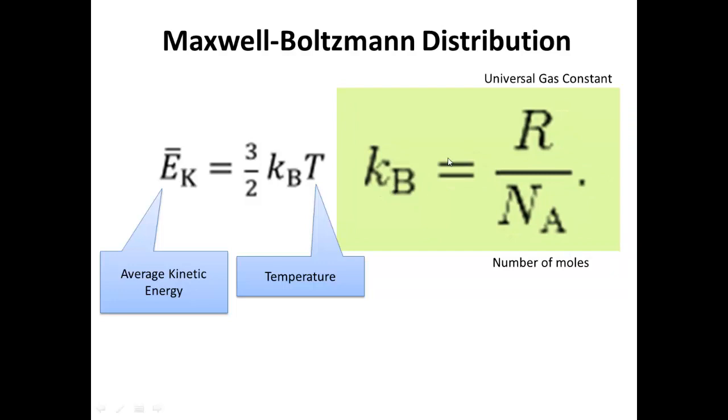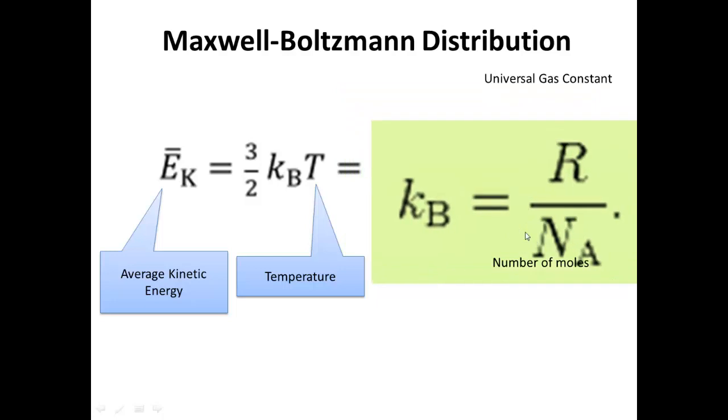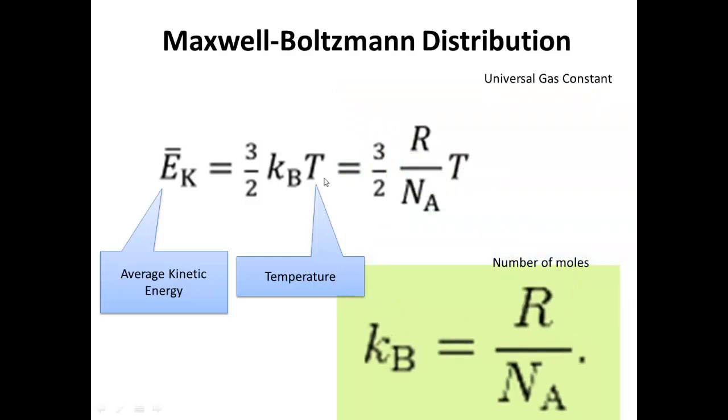The Boltzmann constant is equal to R, the universal gas constant, divided by the number of moles. We can write this as equal to 3 over 2, and instead of k, we substitute R over N times the temperature. So this is the universal gas constant. This is the number of moles. And of course we have temperature there. You might see it in this format, so not necessarily the value k, but you might be given R or N and so on.